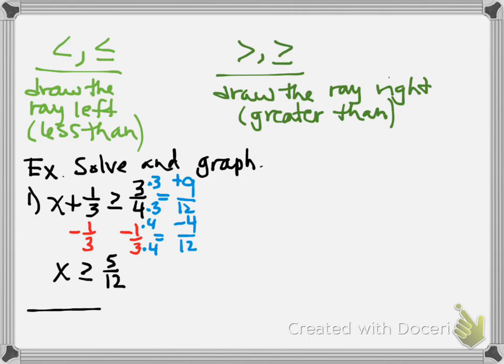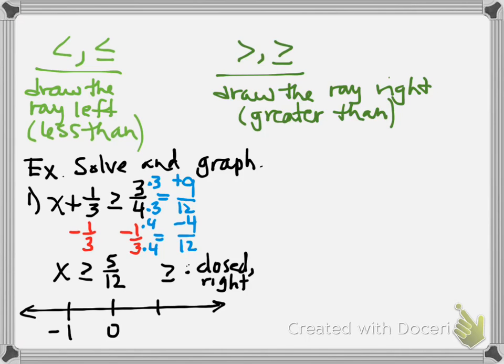So I'm now going to need to graph this. I look at this inequality symbol, and it tells me two things. It says my circle is closed, and it also tells me to graph right. Normally I put in 3 numbers on my number line. That's all that I really care about. Sometimes 4 if it's a fraction. And I'm going to estimate the location of 5/12. So 5/12 is just shy of a half. So I'm going to figure out where a half is, go just shy of it.